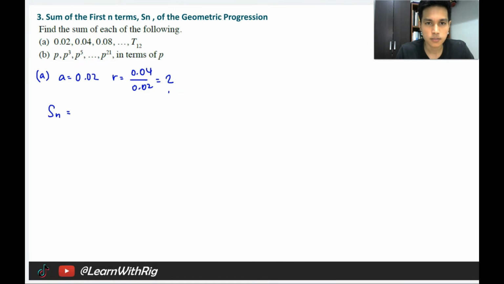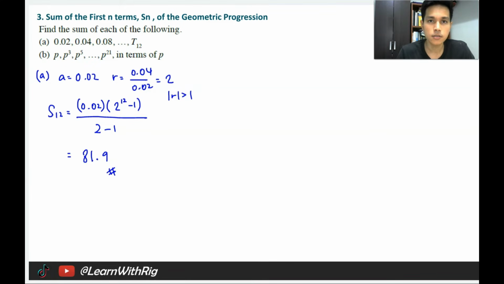In this case, modulus R is more than 1, correct? So you can use the first formula of the sum of terms. So A times R to the power n minus 1, the n value is 12, so I write here 12. Then power 12 minus 1 over 2 minus 1. You just key into your calculator, you should get 81.9. So this is the sum of all the 12 terms.